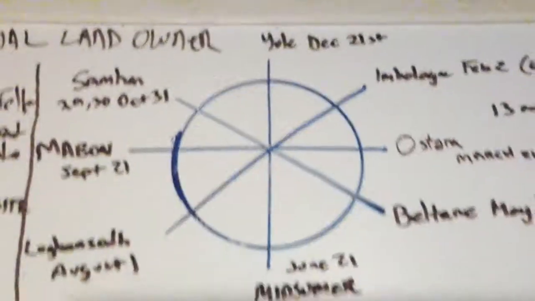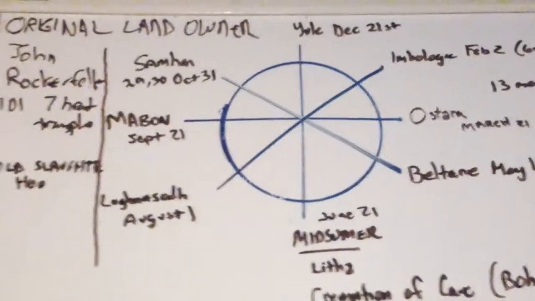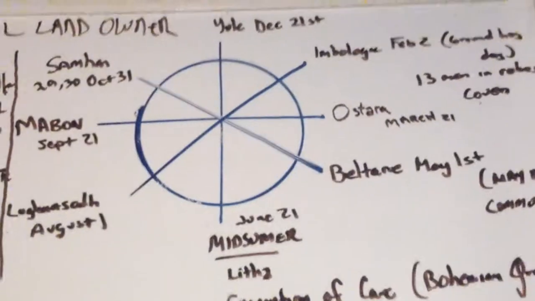Halloween's actually on 3 days, and here's an expanded breakdown of that calendar here, the actual days that they're on.